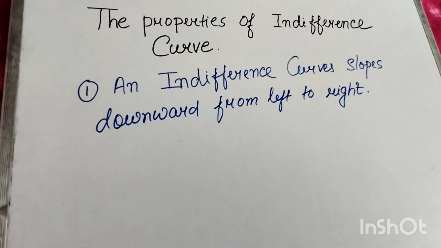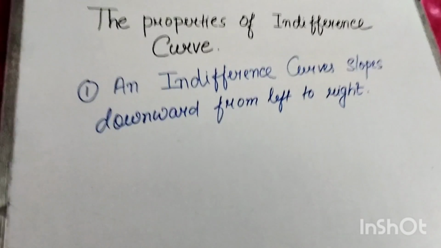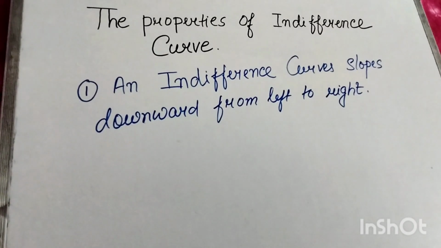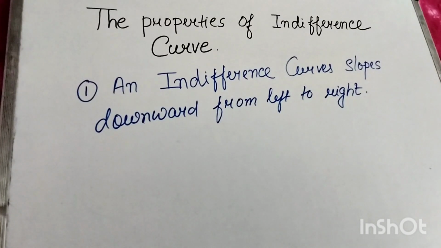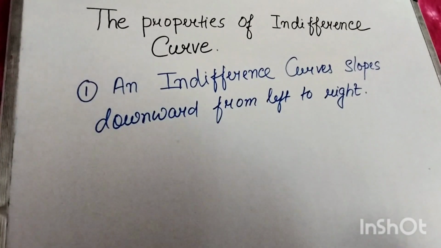Today we are going to discuss the properties of indifference curve. What are the different properties of indifference curve? The first property we can see is that an indifference curve slopes downward from left to right. This is one of the properties of indifference curve.